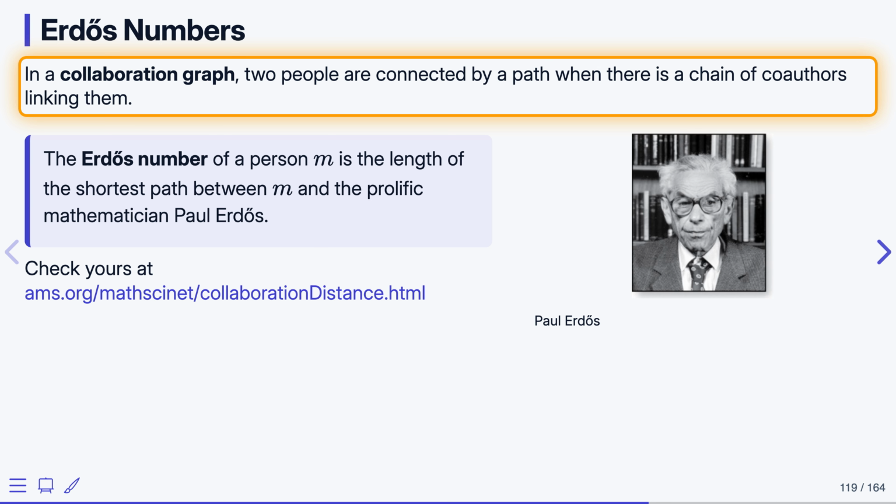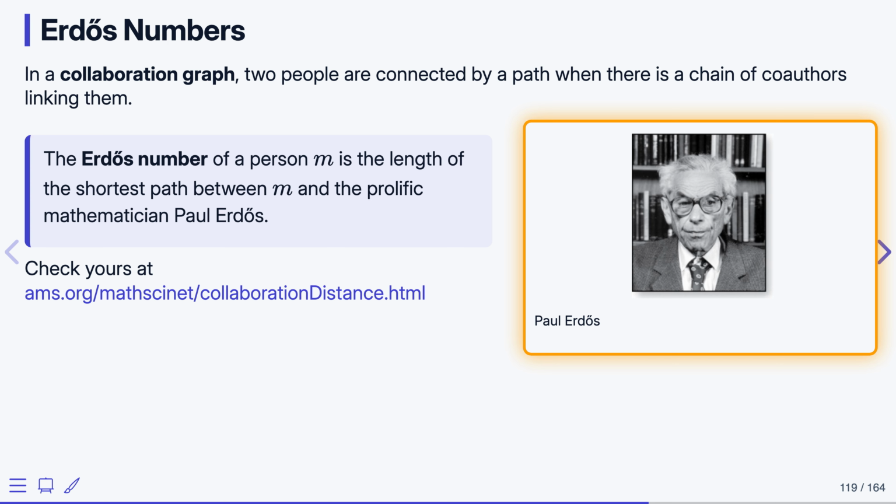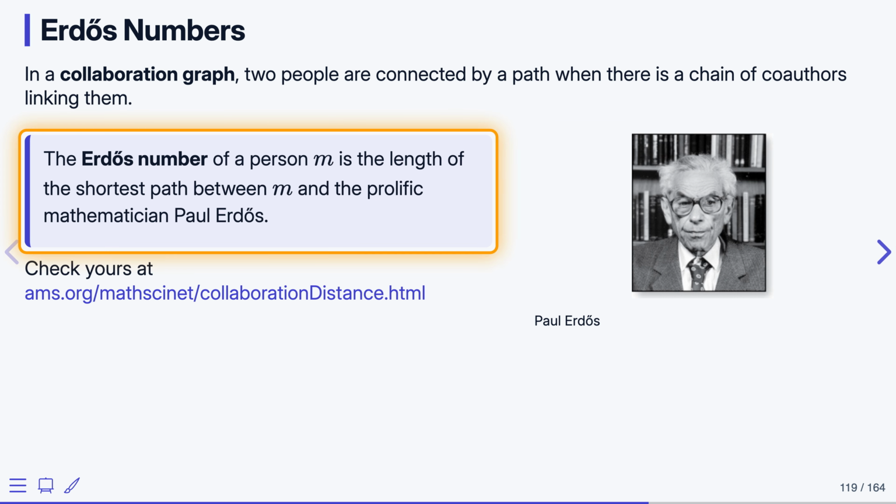Another kind of graph now, a collaboration graph. Each dot is a person who has written a mathematics paper. An edge joins 2 people who wrote a paper together. Now pick the famous mathematician Paul Erdős. The Erdős number of a person is the length of the shortest path from that person to Erdős. If you wrote a paper with Erdős, your number is 1. If you did not, but you wrote with someone who did, your number is 2, and so on. You can look up your own number at the web address shown here.